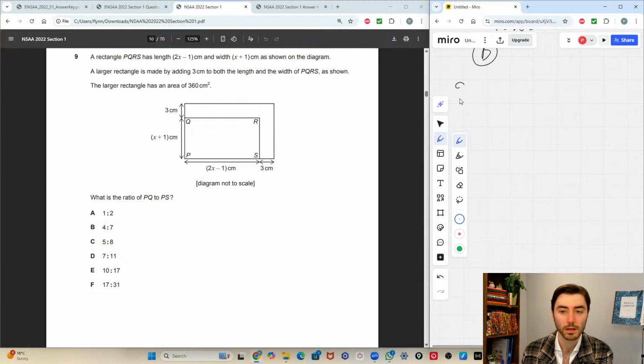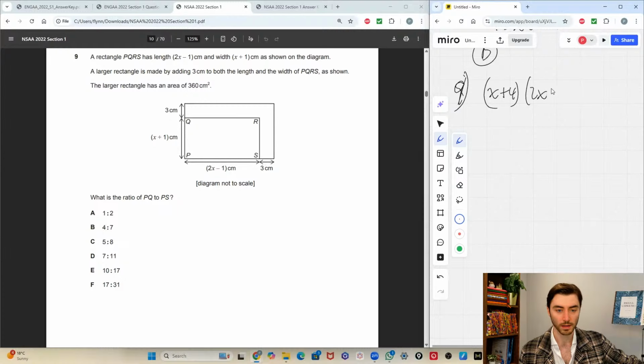So 9. Come on, keep up. So rectangle PQRS is length 2x, width 1x. Larger rectangle is made by adding 3 and 3. Larger rectangle has an area of that. Okay. So what does that mean? That means that x plus 4 times 2x plus 2 is 360. We can work out x. Ratio of PQ to PS. Okay, so we got to find x. Let's divide both sides by 2.